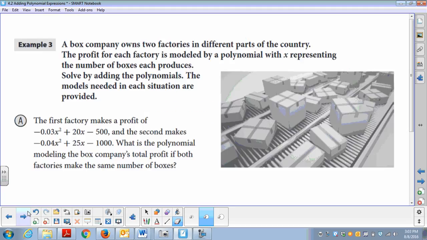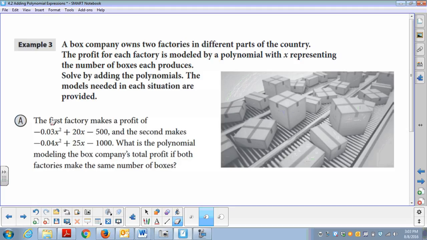Okay, now we're going to do a real world problem. In this real world problem, we have a box company that owns two factories in different parts of the country. The profit for each factory is modeled by a polynomial with an x representing the number of boxes each produces. Solve by adding the polynomials. The models needed in each situation are provided.